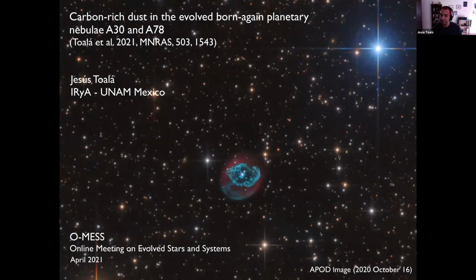Can you hear me? Yes. Okay. Thank you to the organizers for letting me speak to you about this very recent work that we just published early this year. It's about carbon-rich dust in born-again planetary nebulae, specifically in A30 and A78. So this is how A78 looks in a very recent APOD image.